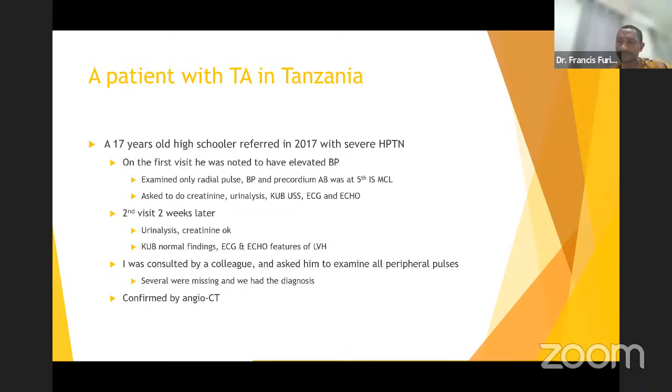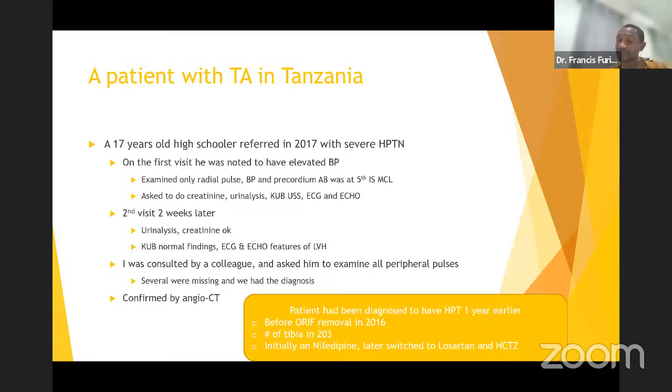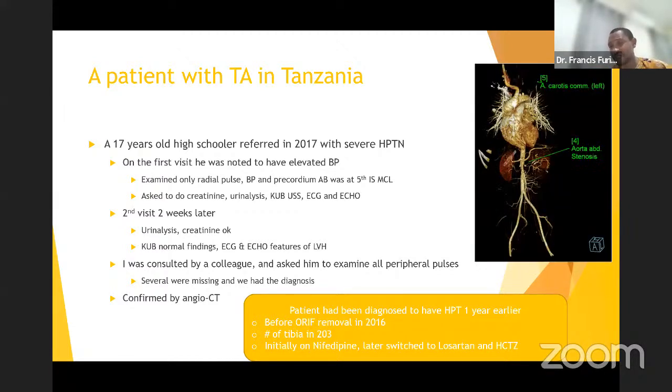And of course, it turned out that this patient had been diagnosed with hypertension one year earlier, when he was getting an ORIF, because he had an open tibial fracture which required ORIF, and he was given antihypertensives for that matter. We did a CT angiogram, which showed features consistent with Takayasu arteritis, and we had the diagnosis. So this shows how easy it is to miss this condition.